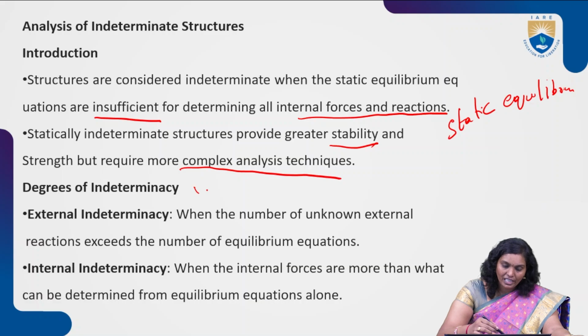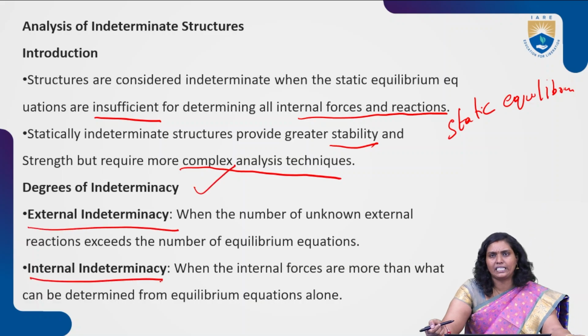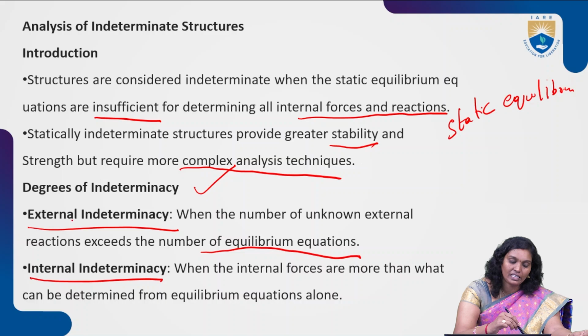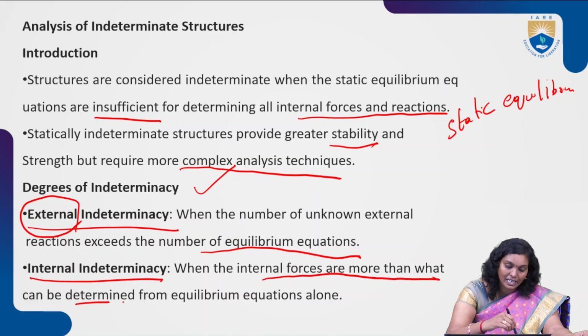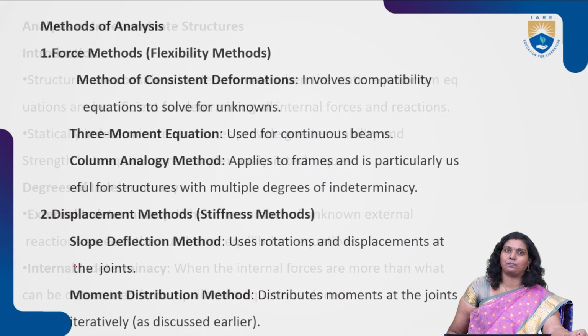So the degree of indeterminacy, whether it is external indeterminacy or internal indeterminacy. When the number of unknown external reactions exceeds the number of equilibrium equations, such a case is known as external indeterminacy. Internal indeterminacy is when the internal forces are more than what can be determined from the equilibrium equations alone, and that is known as internal indeterminacy.